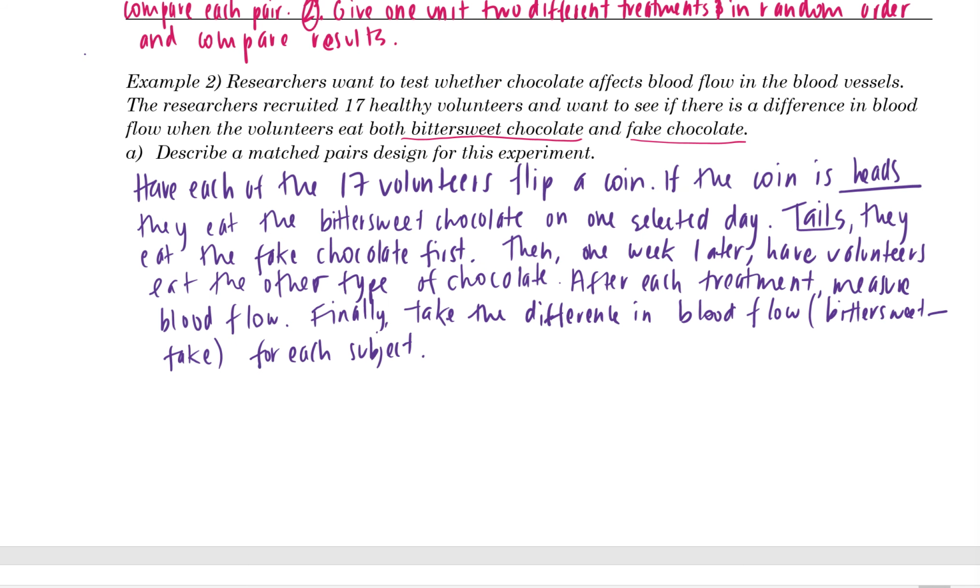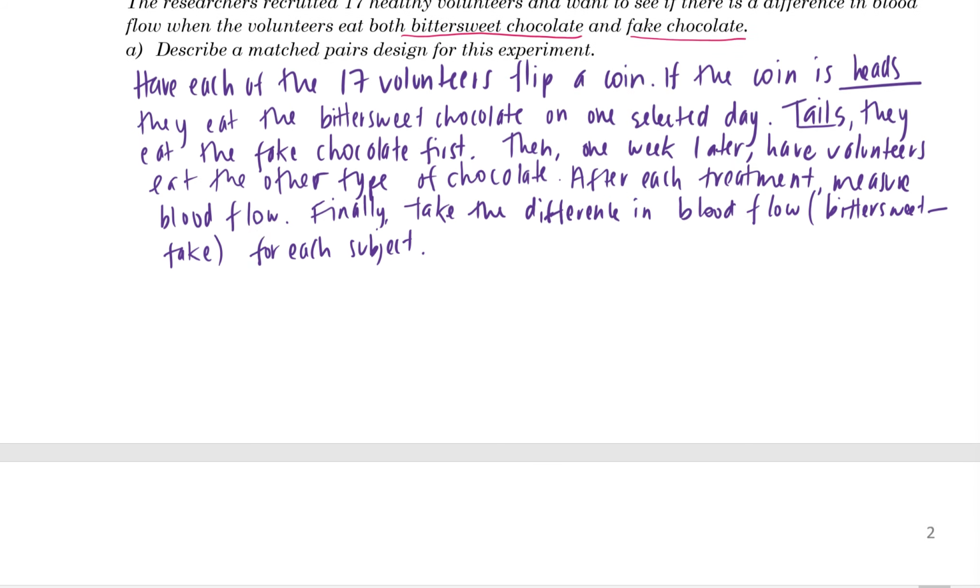Okay, so hopefully you came up with something like this. It says, have each of the 17 volunteers flip a coin. If the coin is heads, then they eat the bittersweet chocolate on one selected day. Tails, they eat the fake chocolate first. Then, 1 week later, have the volunteers eat the other type of chocolate. After each treatment, measure blood flow. Finally, take the difference in blood flow, bittersweet minus fake, for each subject. So this is the kind of detail you want to say if you're asked to describe a matched pairs experiment. So if you flip your paper over to the back, they're going to ask you a couple of other follow-up questions, so let's look at those.